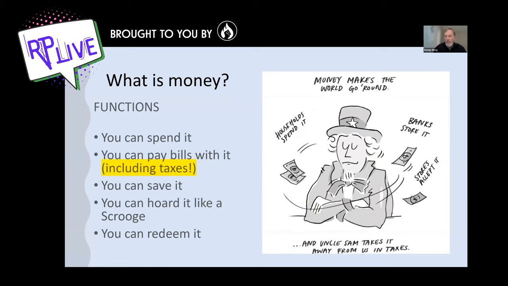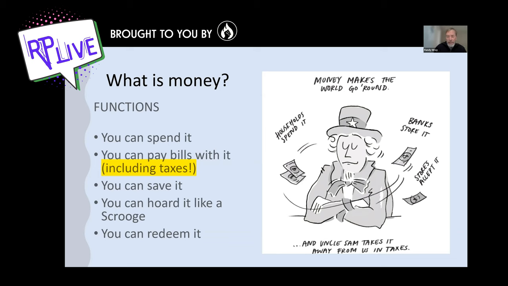You can pay bills with it. We call that means of payment. And I've highlighted here, including your tax bill, because that is something that is very important for MMT. Probably most of you know the punchline on that, which we will get to.